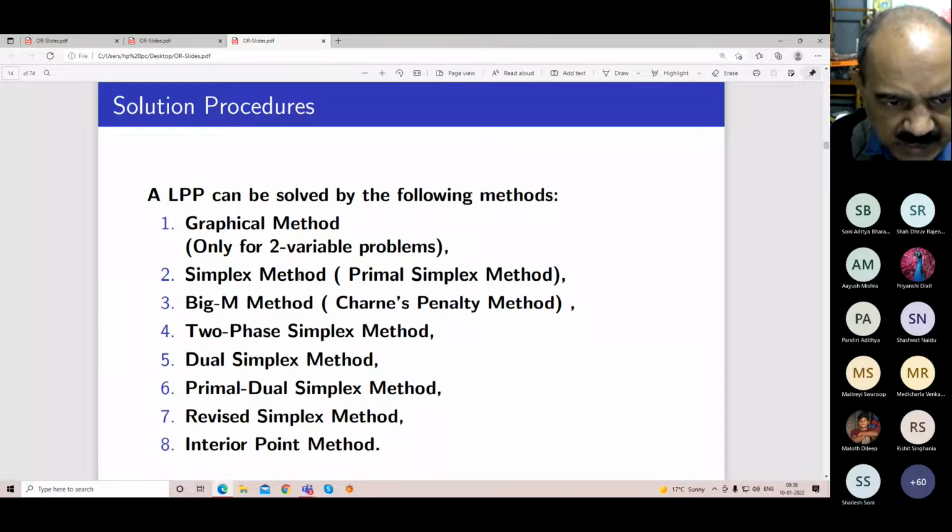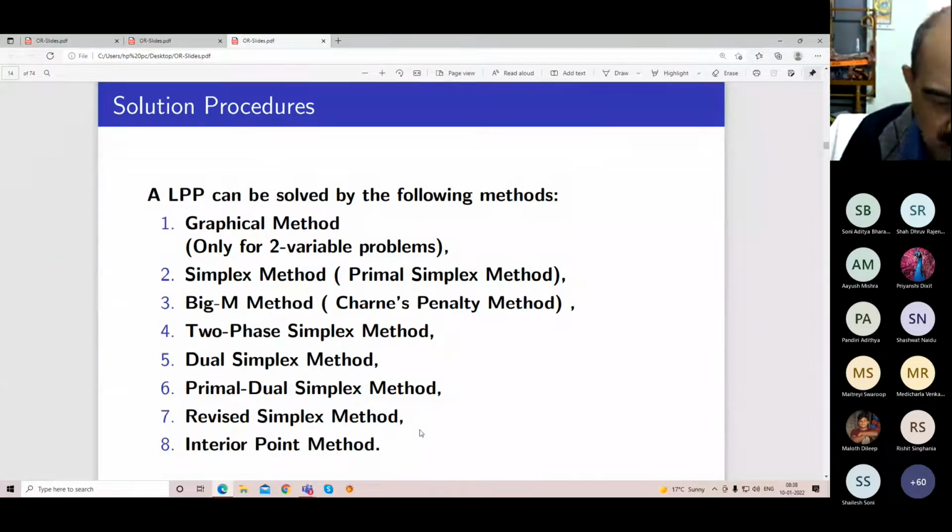So since there is a primal simplex method, with respect to primal we have a dual simplex method. Then there is a combined method known as the primal dual simplex method that also will be discussed. The next one is the revised simplex method. The last one is the interior point method by Narendra Karmarkar.